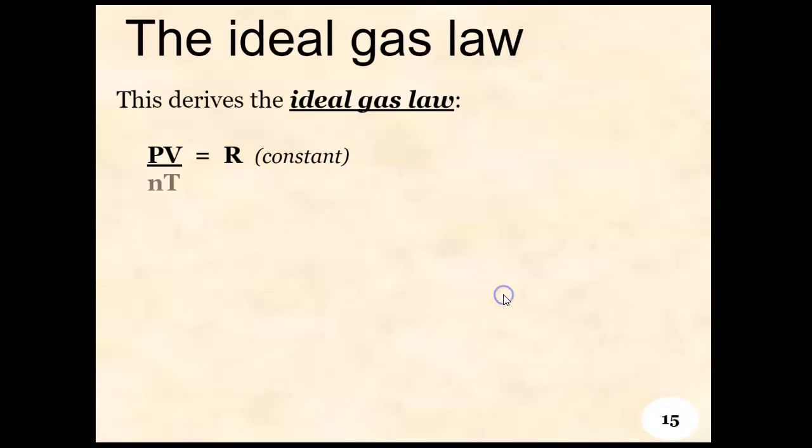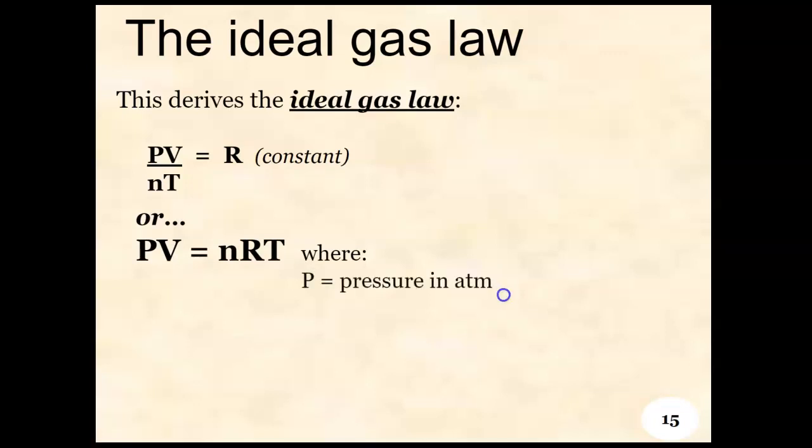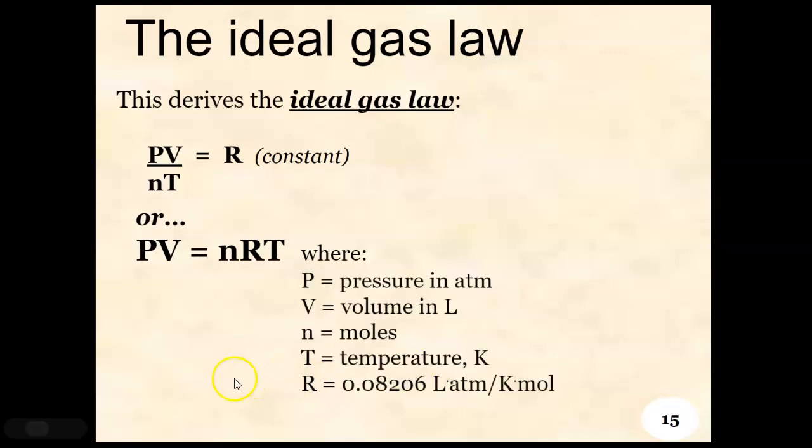So again, ideal gas law, PV over nT equals R, or PV equals nRT, where you have this. We're not really going to look at this again because we're going to look more so at the combined gas law.